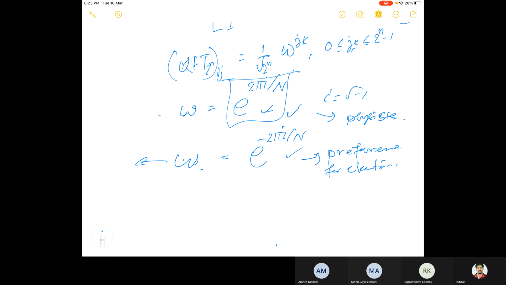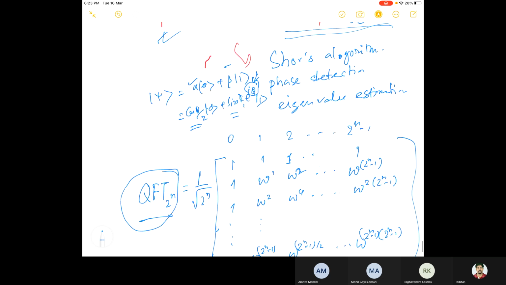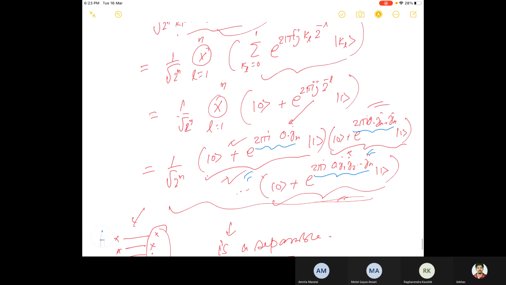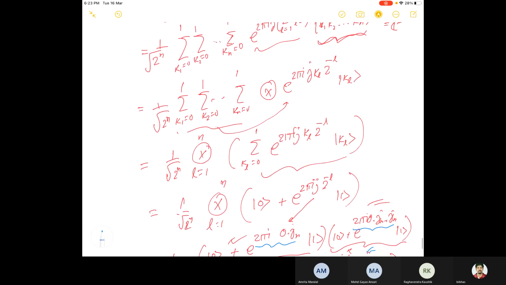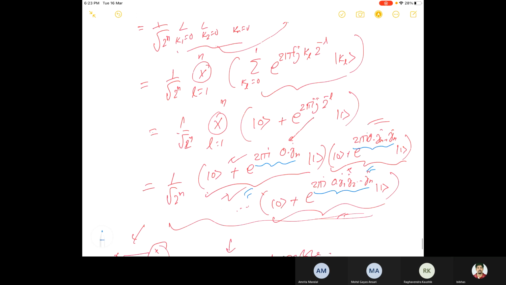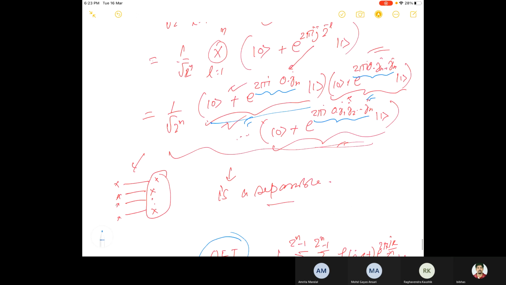What is the quantum circuit for this kind of representation? Whenever my input is this j, which is n qubits, I want this to be the output, so this is the product of this.